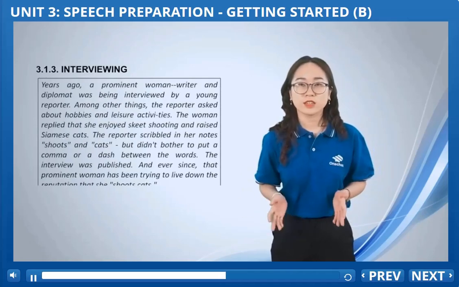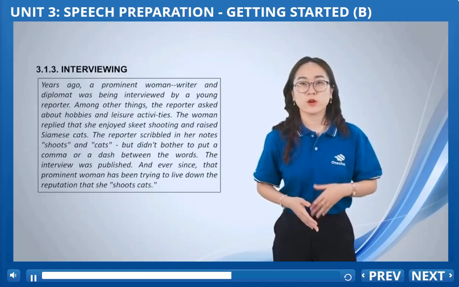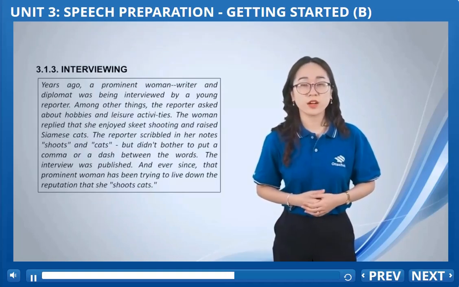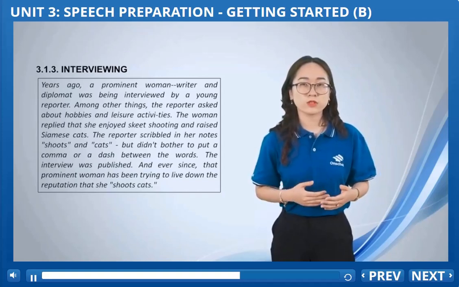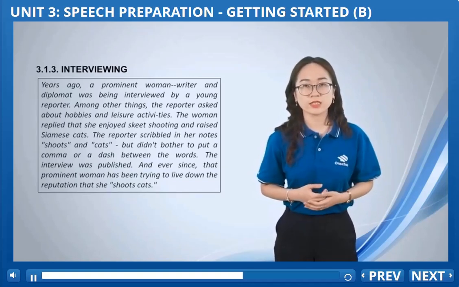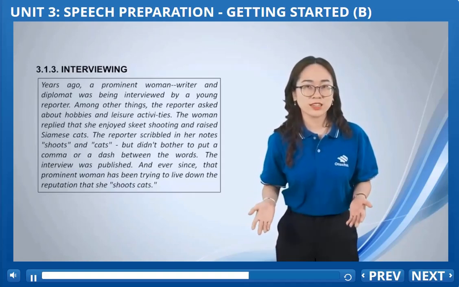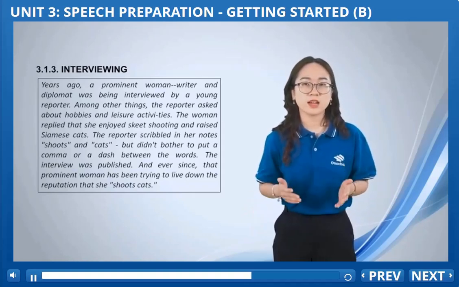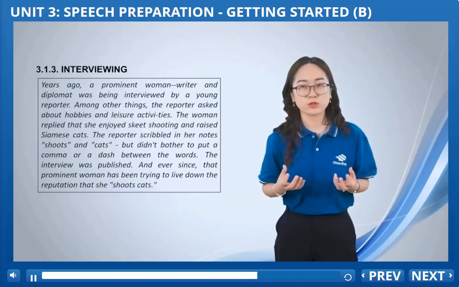So years ago, a prominent woman writer and diplomat was being interviewed by a young reporter. Among other things, the reporter asked about her hobbies and leisure activities. The woman replied that she enjoyed skeet shooting and raised Siamese cats. Okay, can you please bear these two in mind?